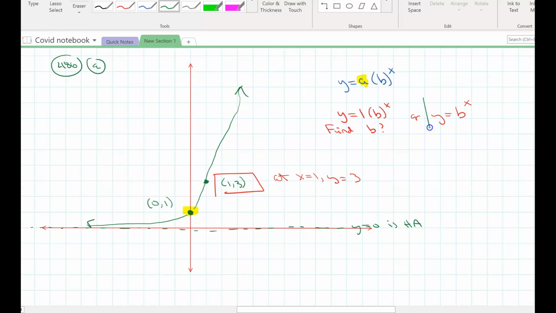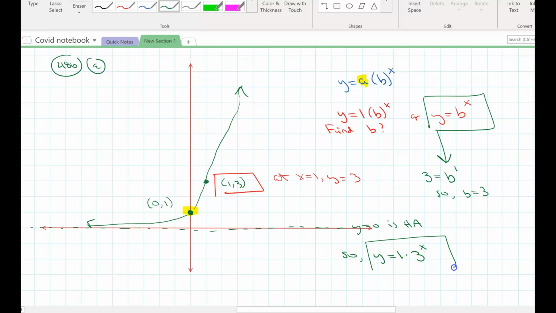So I'm going to pull this information down here. I solve for a, so I'm very happy about that. When x equals 1, y has to equal 3. Well, that means 3 has to equal b to the first. Well, b then must equal 3. So I have just found the equation of this exponential growth function, because the base here is 3, we've got something growing by 200% each period of time x.